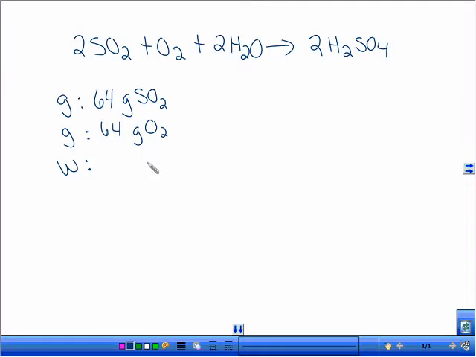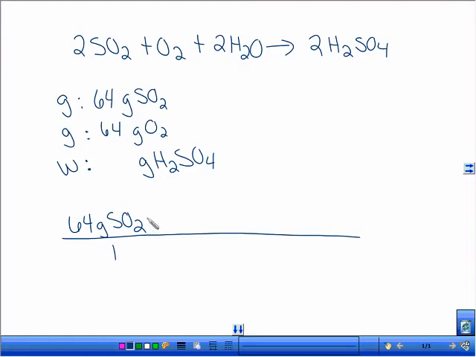So we've got two givens, you've got one wanted, and you're wanting to know how much sulfuric acid you can make. So when you encounter a problem like this, two givens, both of them being a reactant, and one wanted, you're going to have to do two stoichiometry problems. So you'll start with your givens. We're going to start with sulfur dioxide, take it all the way from mass to sulfuric acid.